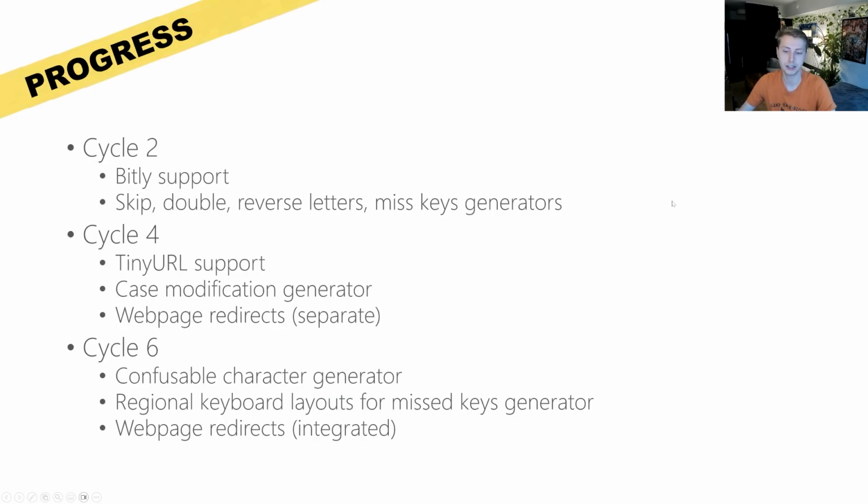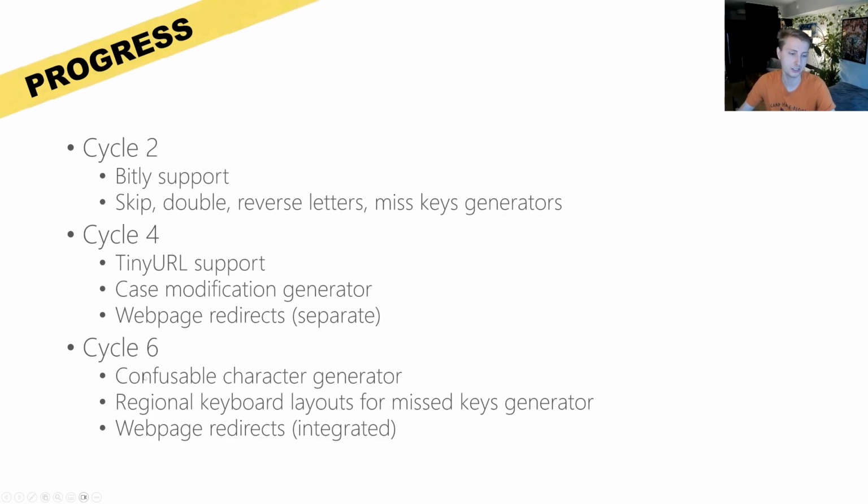So my tool is designed to register these typos before bad actors can get to them. In Cycle 2, I implemented support for bit.ly and skipped, doubled, reversed letters, or missed keys. In Cycle 4, I added support for tinyURL and case modification based on feedback from my classmates. I also began work on a redirecting web page that would direct users through my site and ask them to potentially donate to this service so that I can pay for more API calls to help prevent others from getting scammed through typo squatting in URL shorteners.